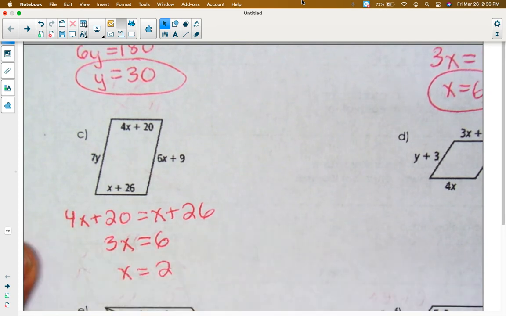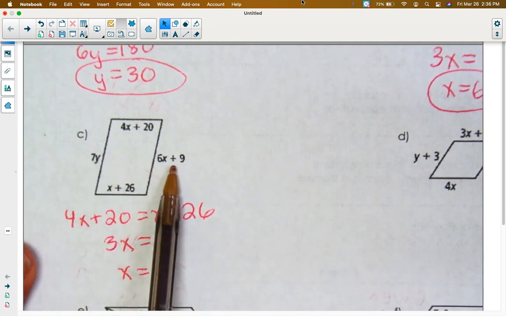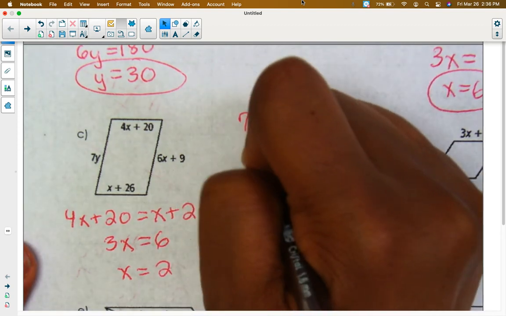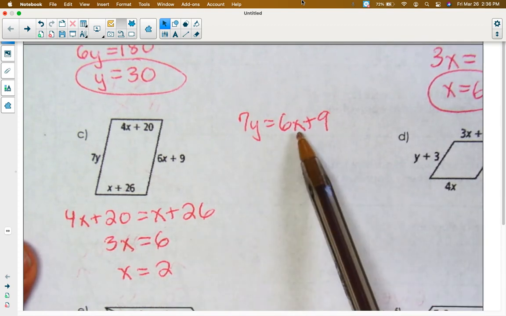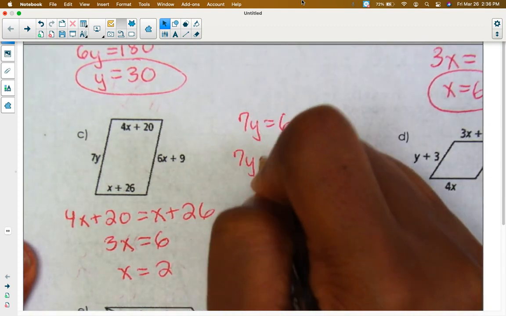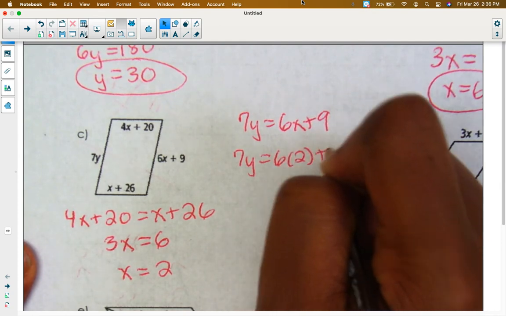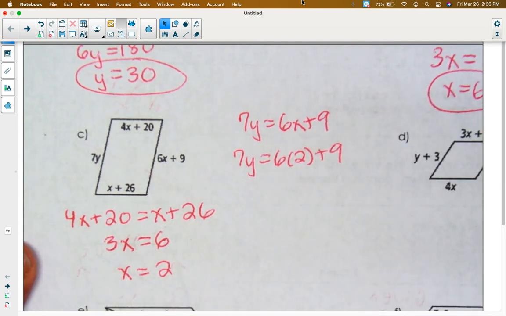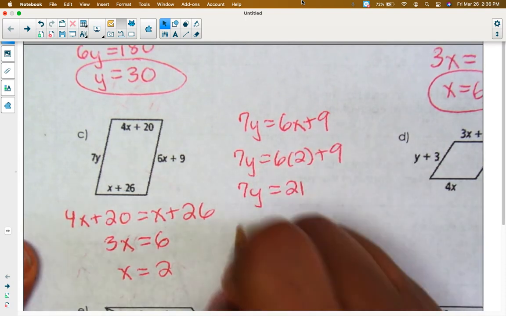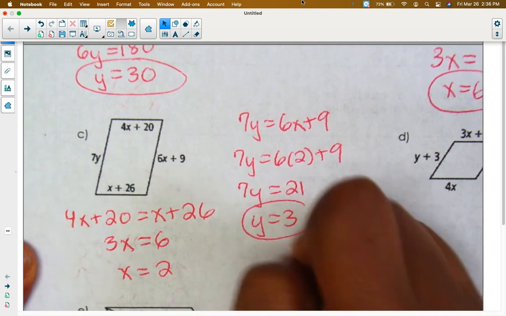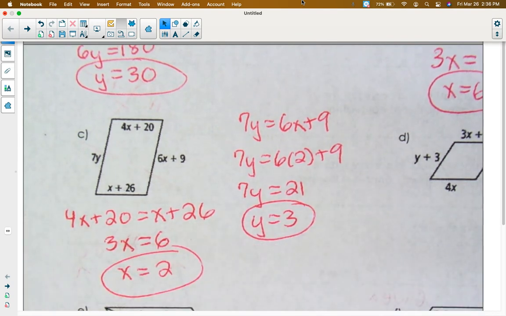I got 2. So we know that 7y is equal to 6x plus 9. That's something that we know. We just found that x is equal to 2, so I'm going to make a substitution into my problem since we know that x is equal to 2. And from here, I can solve this. So 7y is equal to 21, and 21 divided by 7 is 3. So we use the fact that those opposite sides are equal to each other, so we can set up two separate equations to figure out what x and y is equal to.